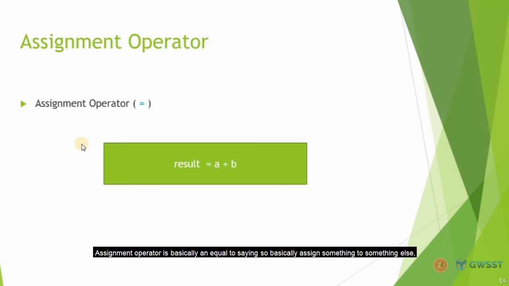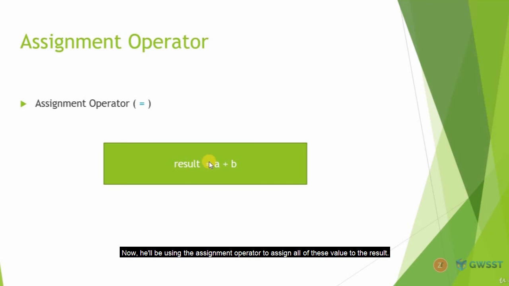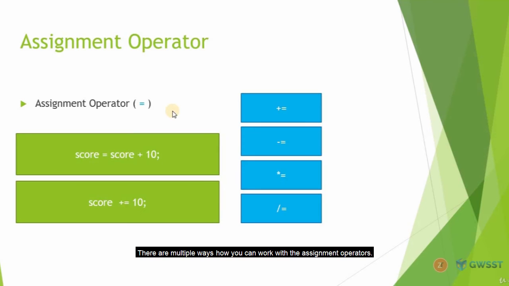Assignment operator is basically an equal to sign. So basically you assign something to something else. For example, here we have a value called a plus b, and the result of that we are storing inside another variable called result. Now here we are using the assignment operator to assign all of these values to the result. There are multiple ways how you can work with the assignment operators.